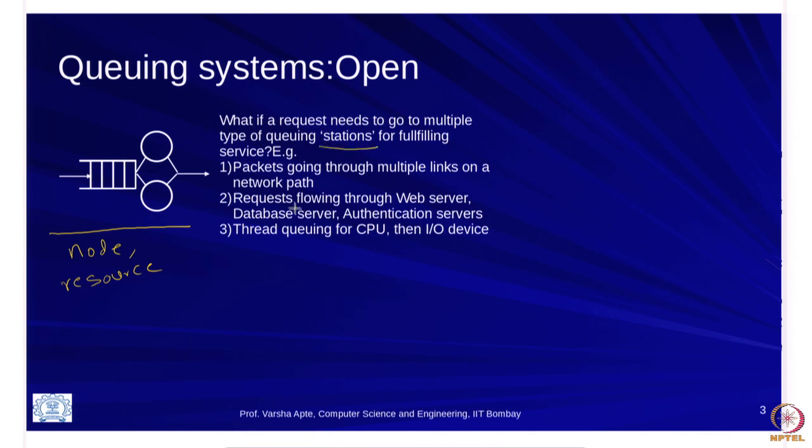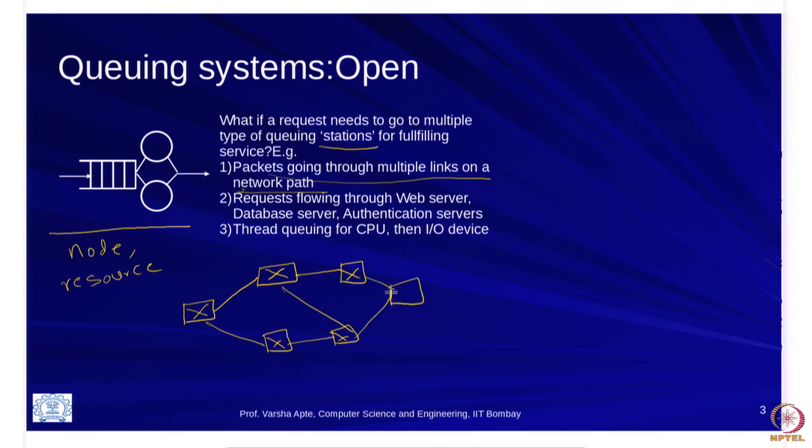For example, if you are looking at packets going through multiple links on a network path. Suppose this is a network. Let me just draw. Let's say these are some routers, and there might be some connections here, and then maybe it's all coming together to this one router. We could have packets coming to this router, and then they have to go on this link and then go to this router, and then this router, and then this router, and only then maybe there is a destination here. So they will go through multiple routers and links before they reach the destination.